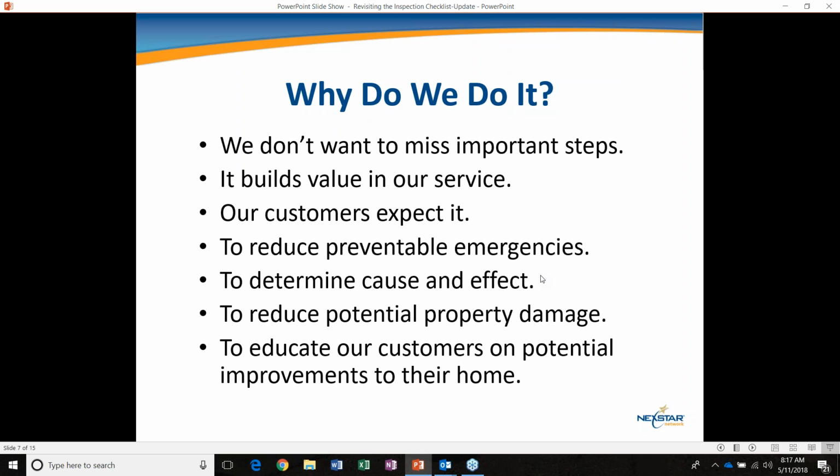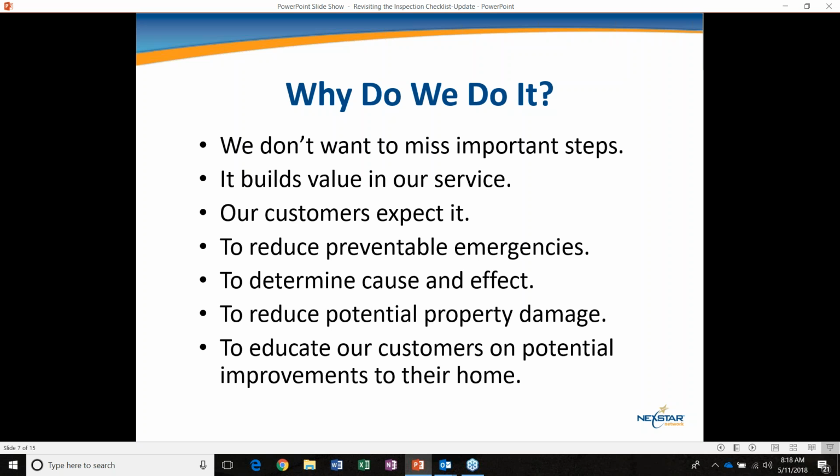Determine cause and effect. Again, we're not just looking for the problem, but we're also looking for the root cause of the problem, not just the symptom. So things like checking the pressure within the house on the pressure reducing valves and regulating valve, that type of stuff. Look for cause and effect, not just the symptom. Reduce potential property damage. That's not only expensive, but sometimes the liability could fall back on you, or at least it might be a fight that you have to fight.